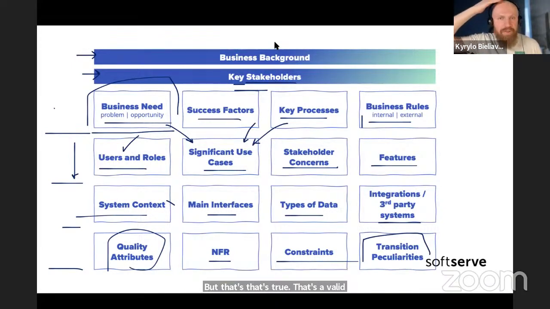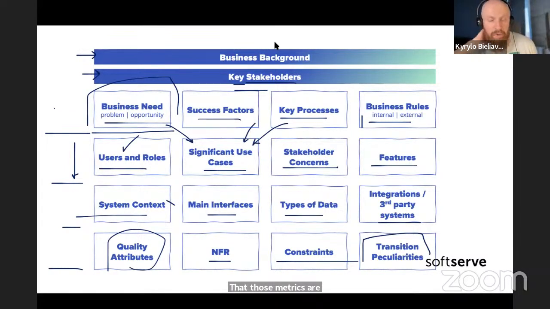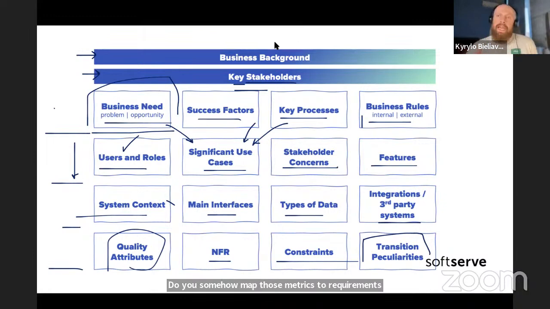We have a question from Anastasia. Success metrics: how to elicit them, and how to validate that those metrics are attainable and make sense. Do you somehow map those metrics to requirements at the discovery phase? Well, yes and no. I will a bit later show you one of the frameworks that you may be using. But basically, my answer would be just by asking questions.